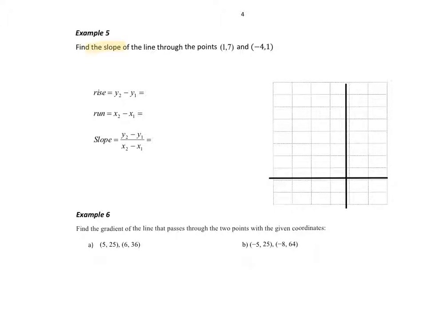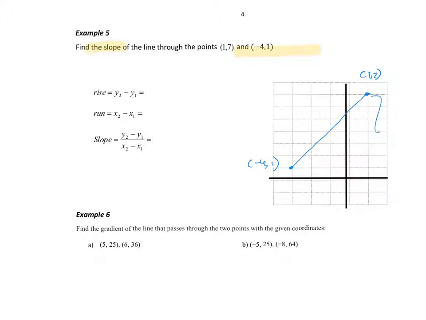So again, let's identify what we need, the slope of the line with those particular points. So if we label our points (1, 7) on our axis, and also the point (-4, 1) on our axis, we can get an idea of whether we should get a positive or negative slope. So we can see the line joining here, we can see that we get a positive slope, so we're looking for a positive answer.